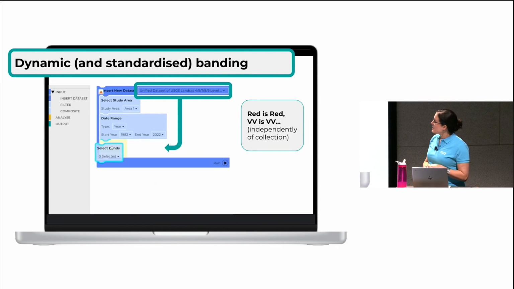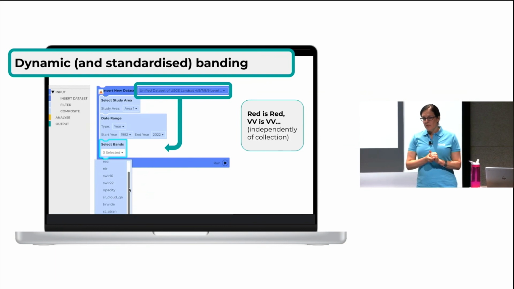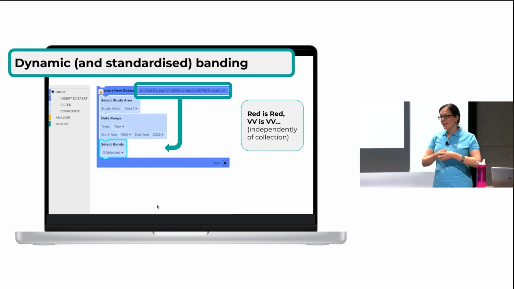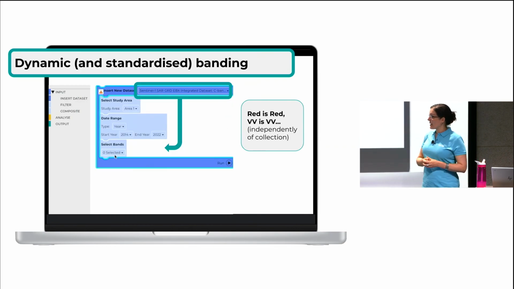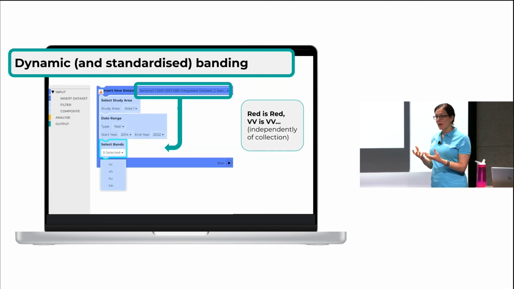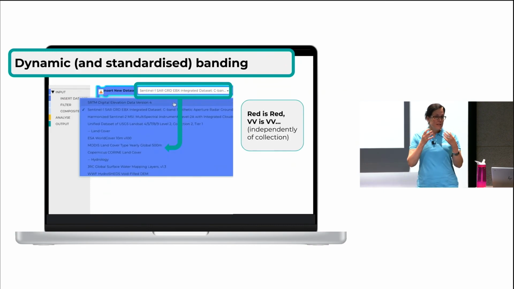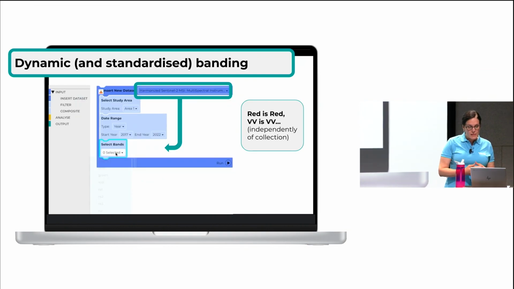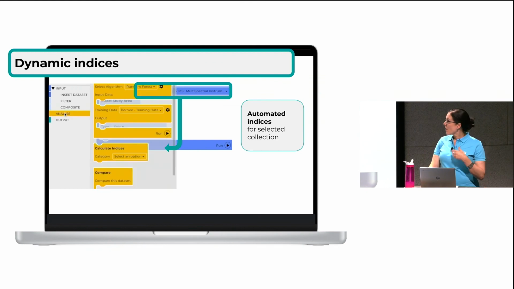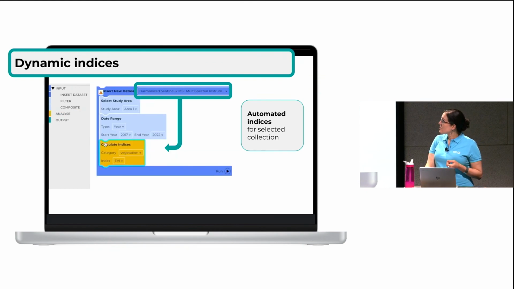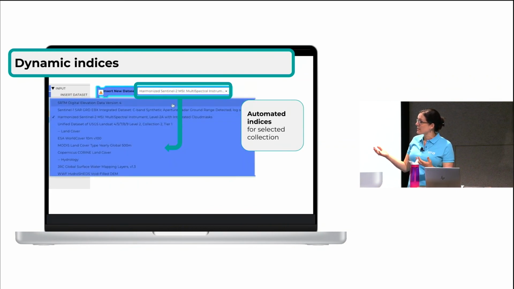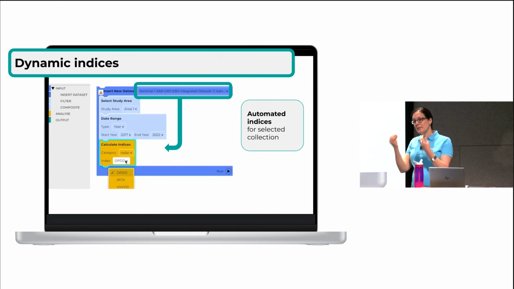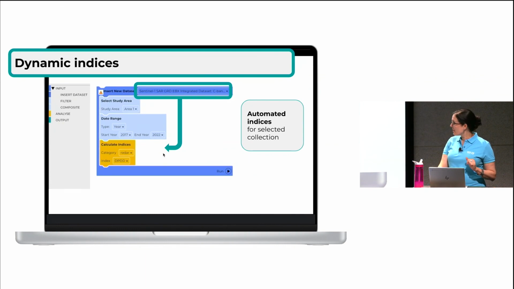We also created dynamic banding and standardized the banding. So one of the key complications of the sensors is that they each have a different way to label their bands. We just basically use the English language. A red band is a red band, no matter what sensor you work with. Near infrared is near infrared, so it's standardized throughout. We also have dynamic indices. So if you work with radar data, it won't show you these indices. It'll show you a different kind of indices. So you have indices specific to blocks.